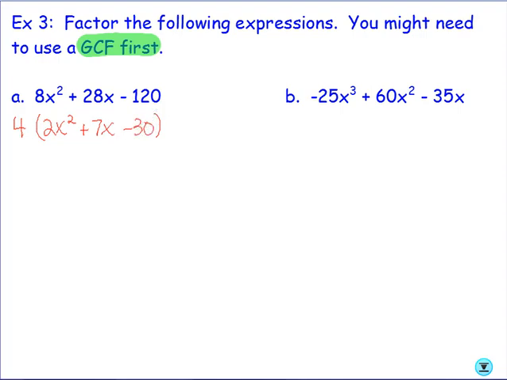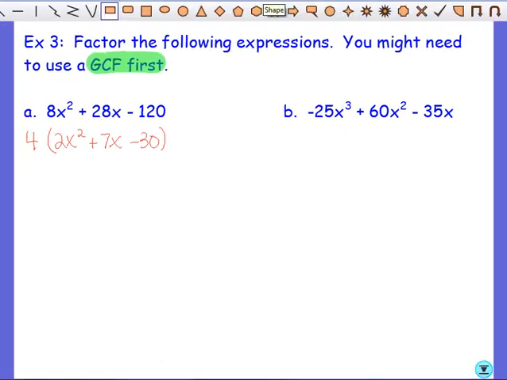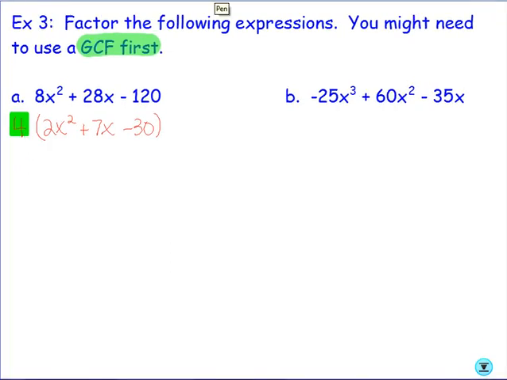Wouldn't you rather work with numbers like 2, 7, and negative 30 rather than 8, 28, and 120? Makes the numbers a lot smaller. Now, just like before, I'm going to put my little box over my 4. He's not there right now. I'm going to label my A, B, and C. And my first step is multiply A and C to get negative 60.